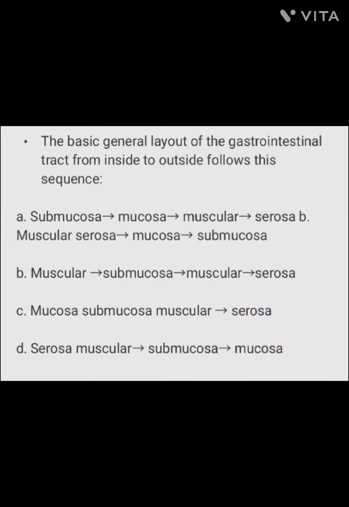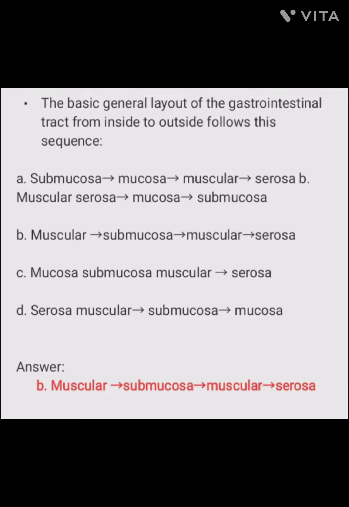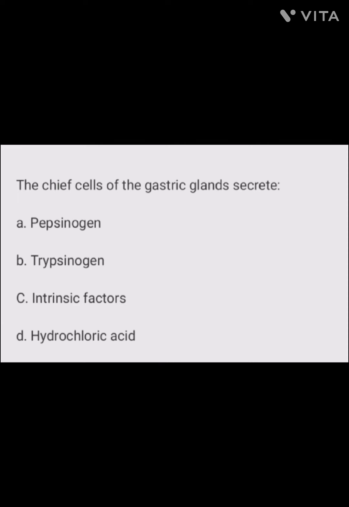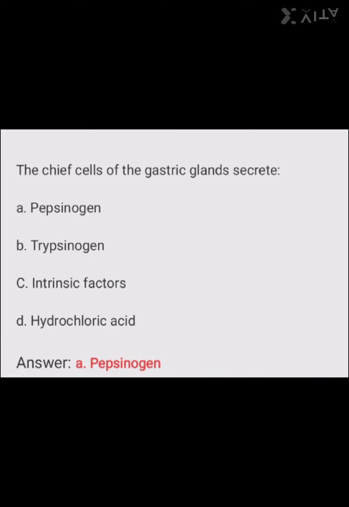Next we will see one MCQ. The basic general layout of the gastrointestinal tract from inside to outside follows this sequence. And the answer is B. Mucosa layer, submucosa, muscular layer and serosa or adventitia layer. Next we will see one MCQ. The chief cells of the gastric gland secrete pepsinogen, trypsinogen, intrinsic factor and hydrochloric acid. And the answer is A.